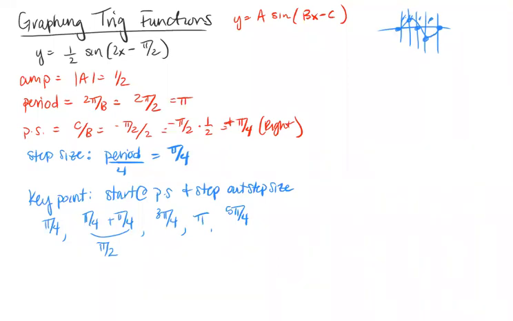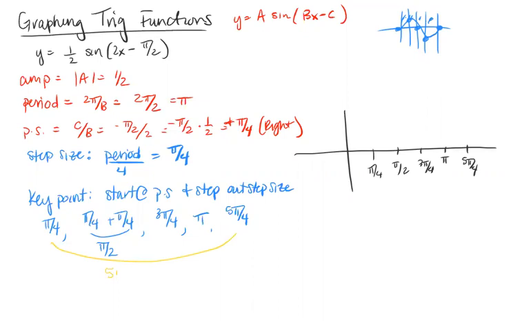Okay, so let's put this on a graph and see what it looks like. I'm going to put those key points on here. So I have pi over 4, pi over 2, 3 pi over 4, pi, and 5 pi over 4. One thing to notice, you guys, this distance from 5 pi over 4 back to pi over 4, that's 4 pi's over 4, which is pi, which is the period that we got just above, which is what should happen. We're trying to graph one complete period here.